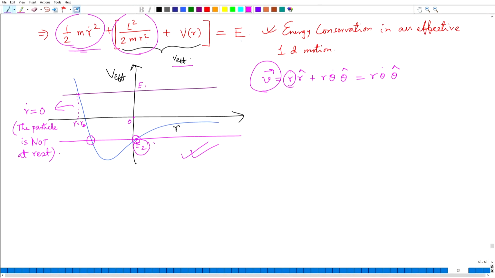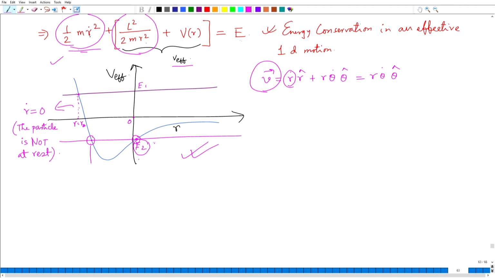So, somehow we agree on that point that, irrespective of whether the particle is really at rest or not, one thing is true also for effective one-dimensional motion here: whenever it reaches the turning point, for the given energy, it gives you the upper bound and the lower bound, or somehow a bound for the displacement.